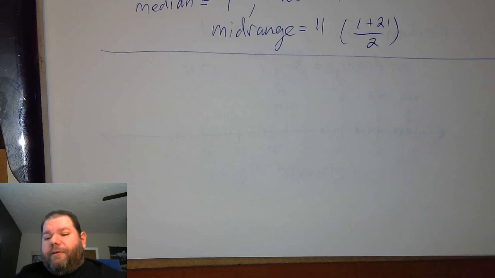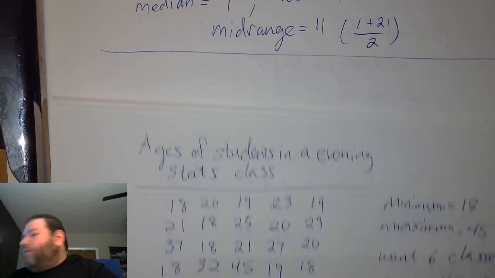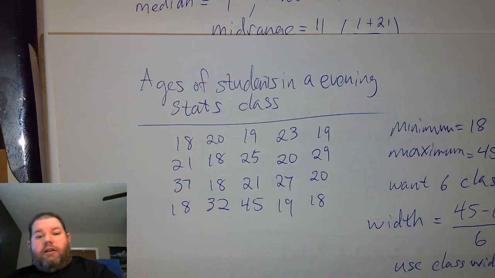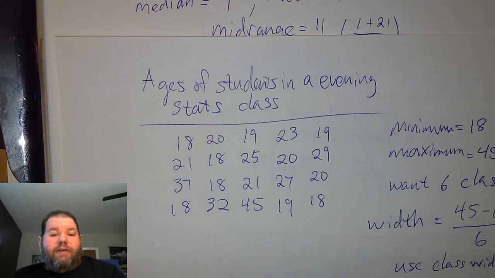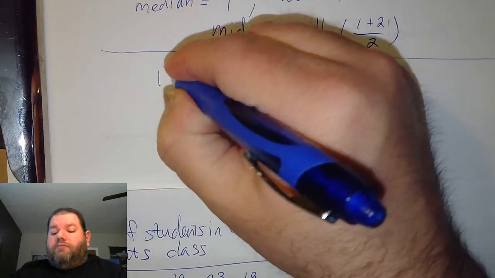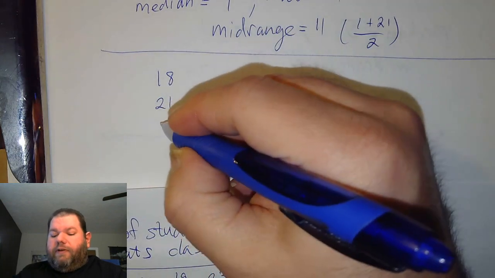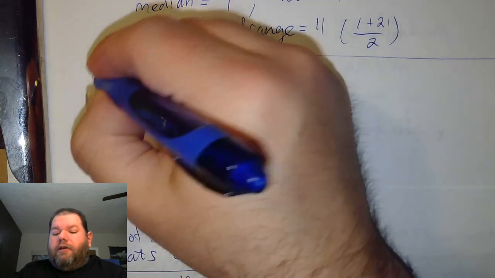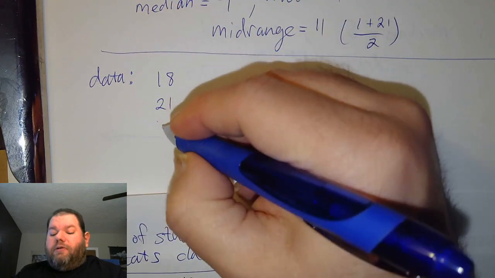All right. I want to go back to the data set that we had used in last class, which is the ages of students in an evening stats class. And let's see, I'm going to write these down again. We can consider this a sample.